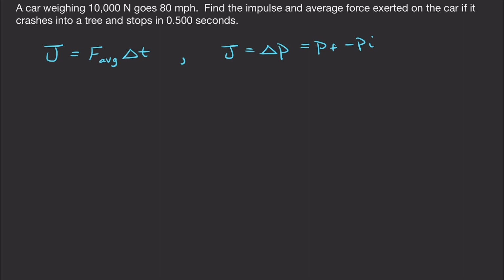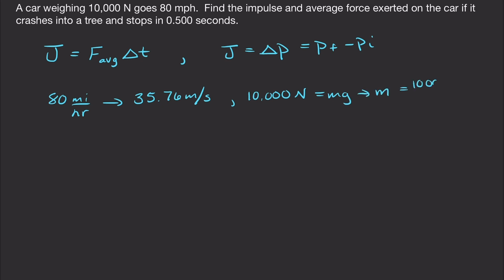The first thing we need to do is get our 80 miles an hour into something we can use, so meters per second. If we do that conversion, we will end up getting 35.76 meters per second. We also need to find out how much mass the 10,000 newtons is, so this is equal to mg. Mass is 10,000 newtons over 9.8 meters per second squared, or 1,020 kilograms.